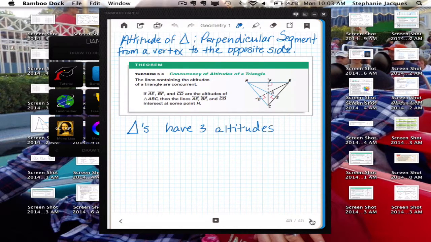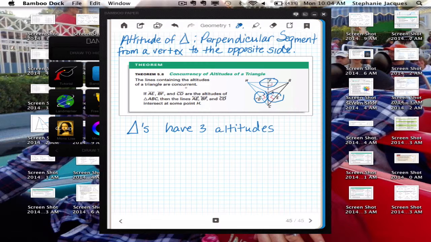We're also learning about altitudes of triangles tonight. An altitude is a perpendicular segment from a vertex to the opposite side. However, remember, it's got to have that right angle. So we have those right angles. It's not just a median. It's going to have a right angle. All triangles have 3 altitudes. Let's look at the concurrency of altitudes of a triangle.